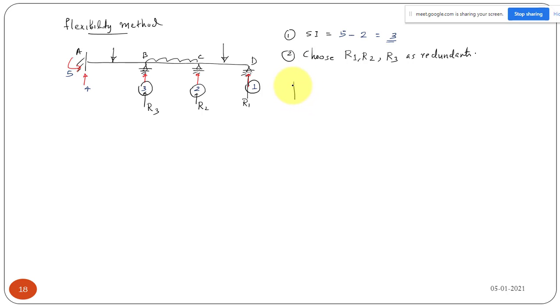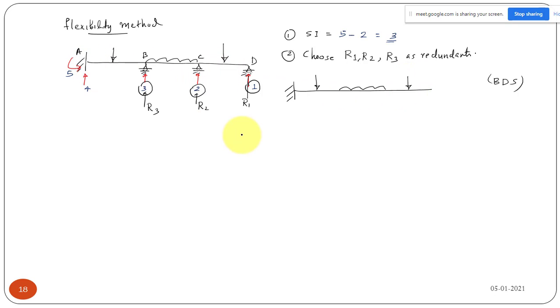So once you remove it, what you will get? You will get a basic determinate structure. So BDS. You will get a basic determinate structure, and let us say I am applying the same load as in the case of the given structure.